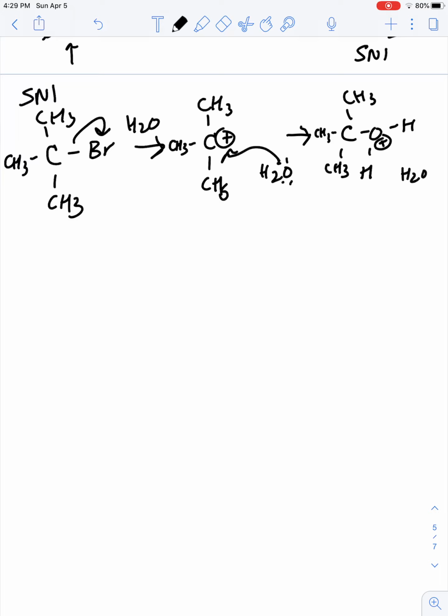Remember, water is going to act as a base, and it's going to deprotonate one of those protons to remove the positive formal charge from oxygen. And we would be left with our SN1 product.